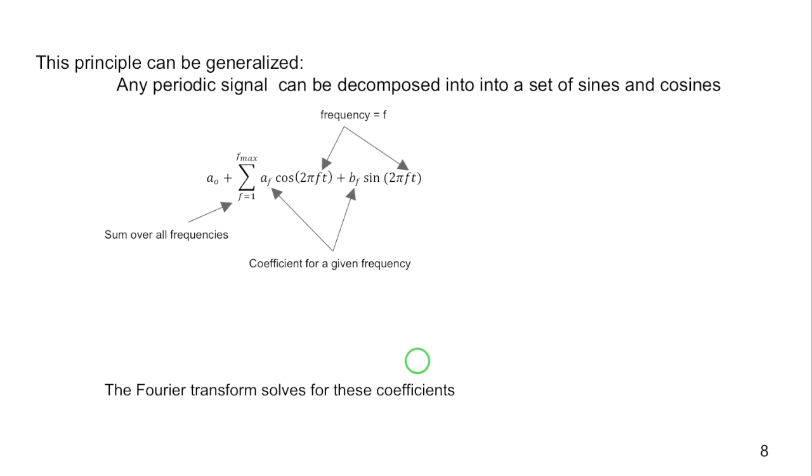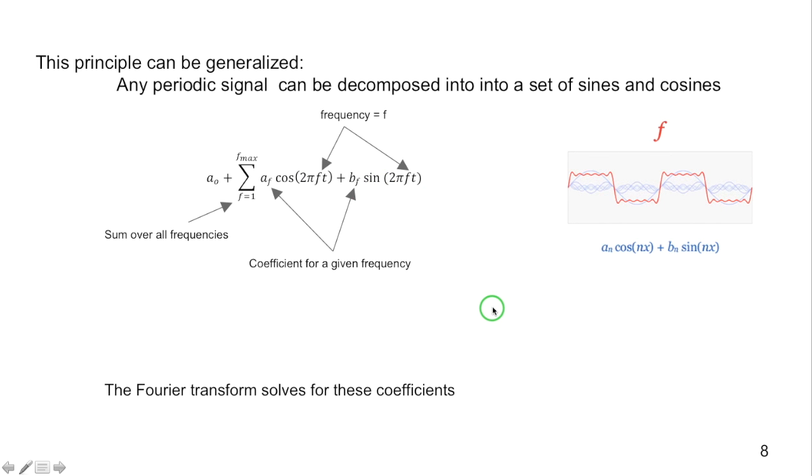And this is generalizable. It applies to any periodic signal, and you can sum really any number of sines and cosines. And this is the same construction represented a little bit more formally. So now we have a cosine and a sine. We have the coefficient in front of the sine and the cosine. And this is computed at a series of frequencies, and then we sum over all the frequencies. And the basic idea behind the Fourier transform is for a given signal to solve for these coefficients.